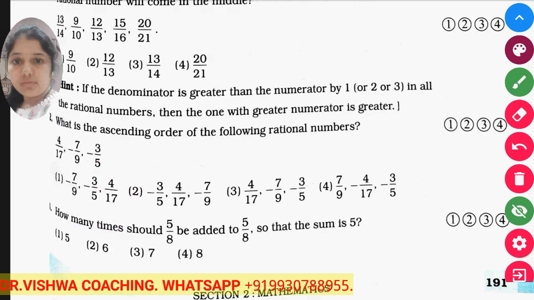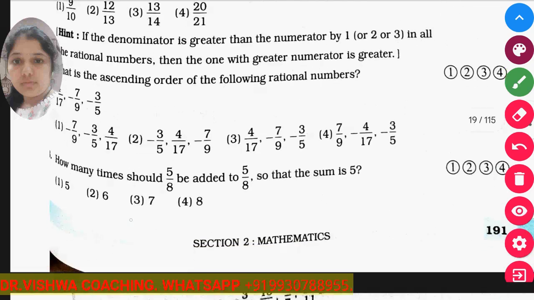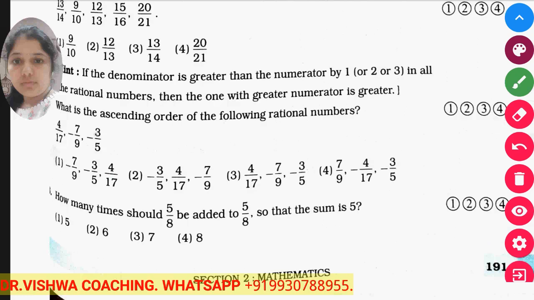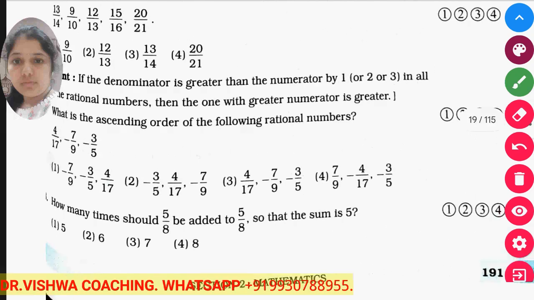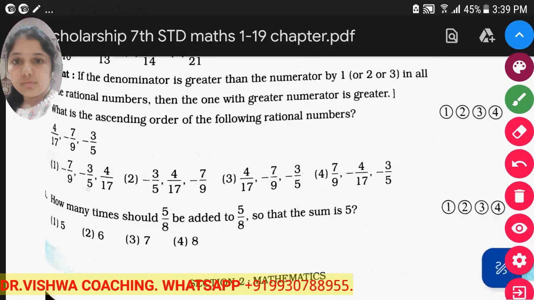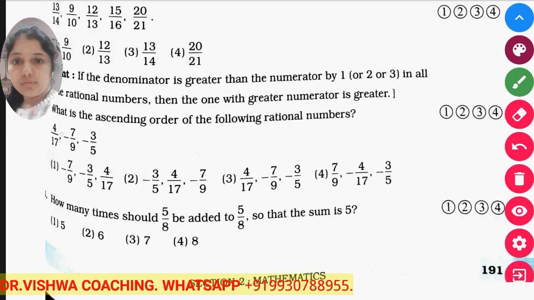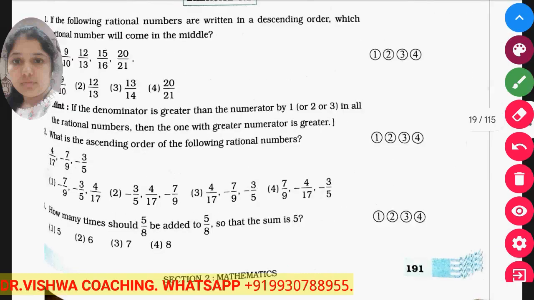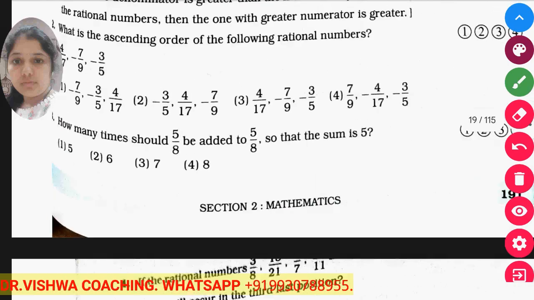Okay. Now I will move ahead. And then there is a difference of 1 or 2 digits. So here, for the numerator, which is greater, -3 or -7? -3 is greater. So -3 is greater than -7/9. So -7/9 is the smallest one, then -3/5, then 4/17. Okay. Now the next one.